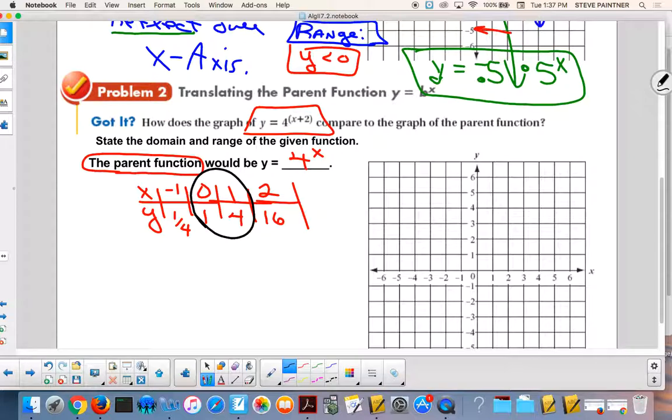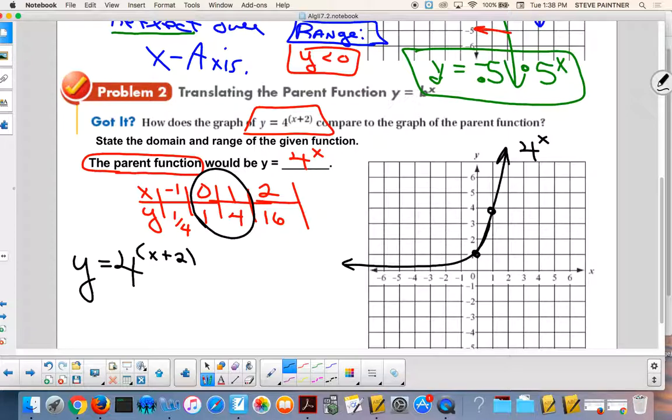So if I graph them, (0, 1) and (1, 4). I know it's growth. I know it goes up. I know it rides the x-axis. I'm done. That's the answer for the parent. But that's not what I want. I want this. 4, raise it to the what? X plus 2.